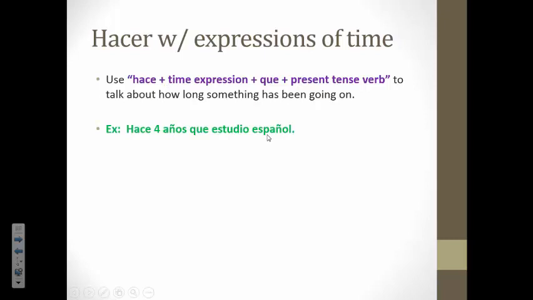Look at this example here. Hace 4 años que yo estudio español. This would mean I have been studying Spanish for 4 years. So again, I just used this structure here. I had hace plus my time expression, 4 years, plus que, and then my present tense of estudiar. Estudio español.